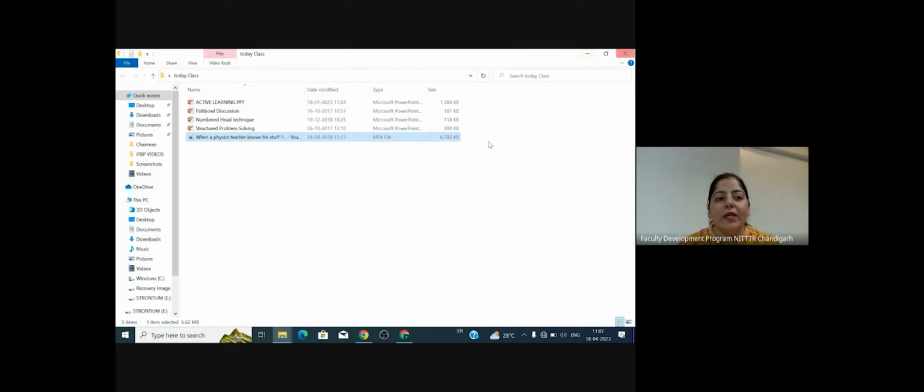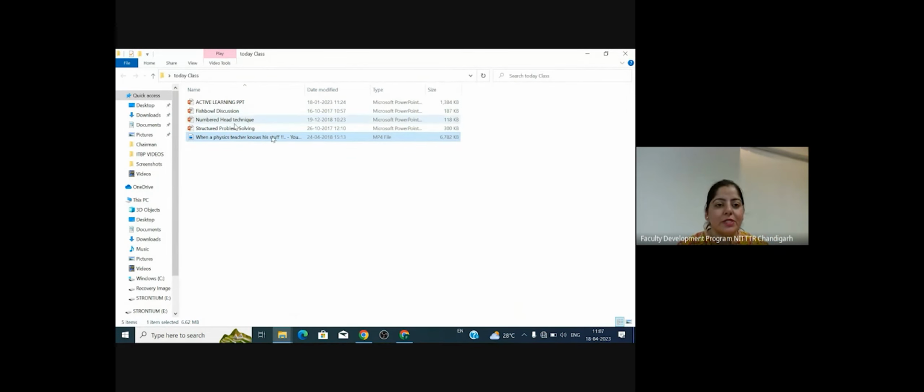So this is an example of demonstration method of teaching that the teacher can easily incorporate in any lecture method. The second teaching strategy that we are going to discuss in this class is numbered head together. So numbered head together can be a cooperative strategy or it can be a collaborative strategy.